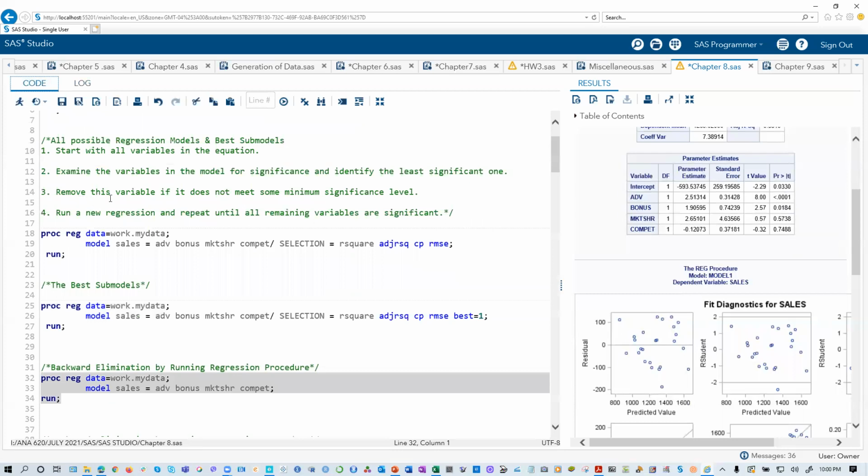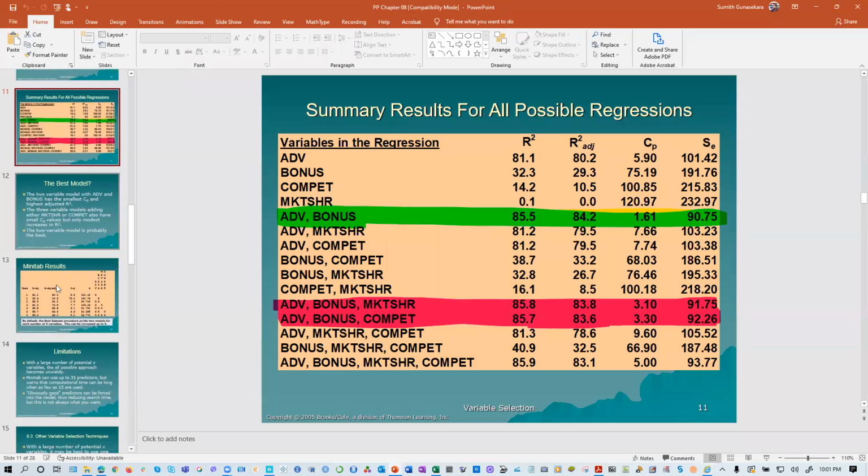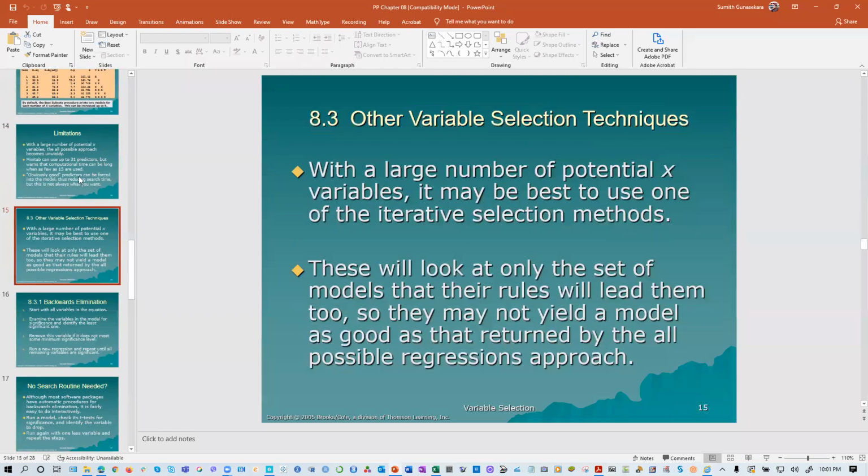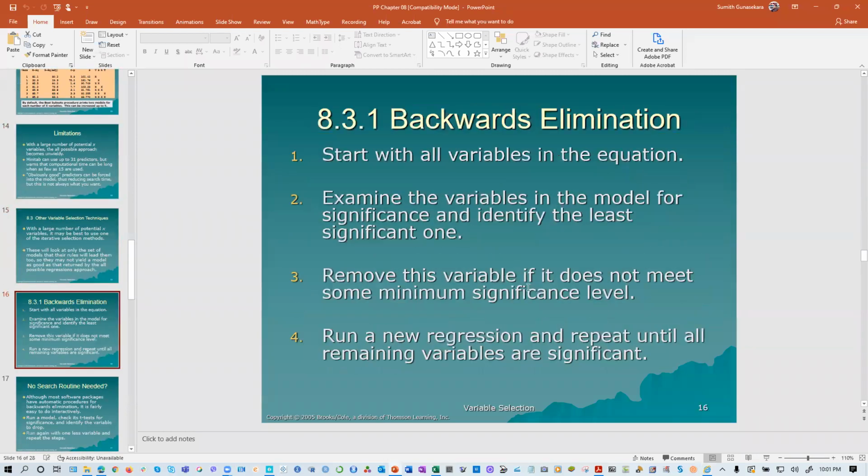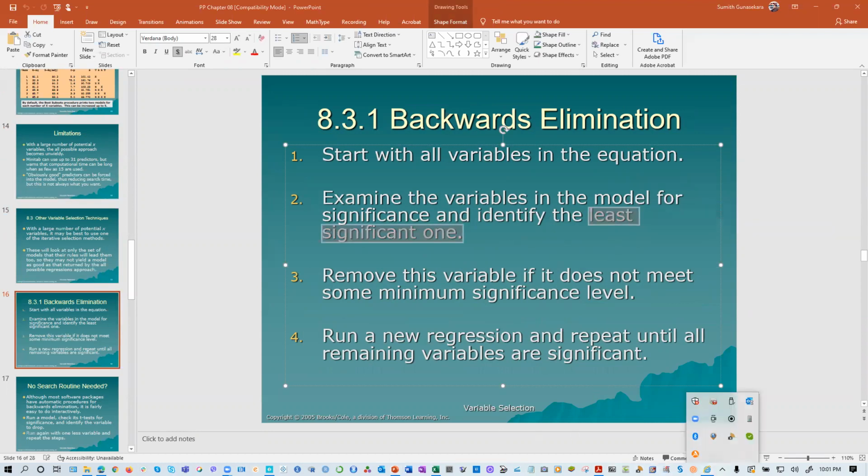Remove the variable if it does not meet the minimum significance level. Identify the least significant one. I would say it's the compete one, right? Because it's the highest value. That highest value will not even get closer to that. So you're going to take out compete. That's the same thing they were explaining here. Backward elimination: remove the variable, identify the least significant one. That's the key. So we already identified which one is the least significant.